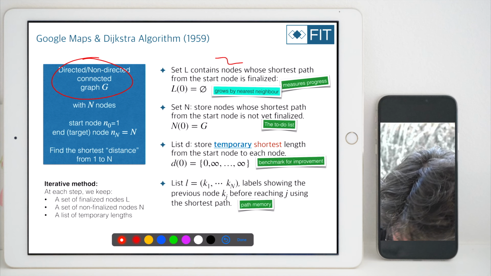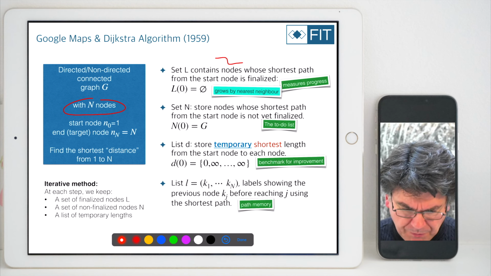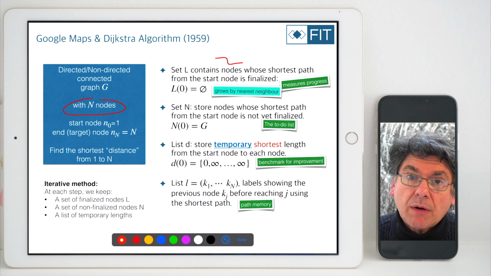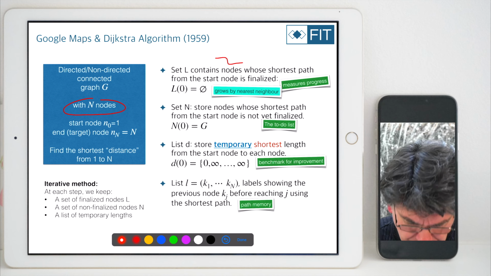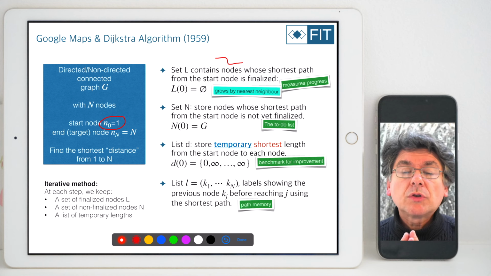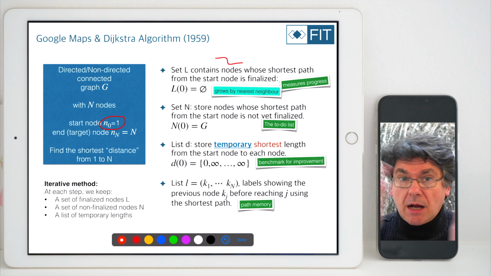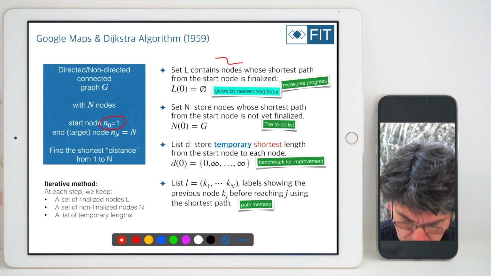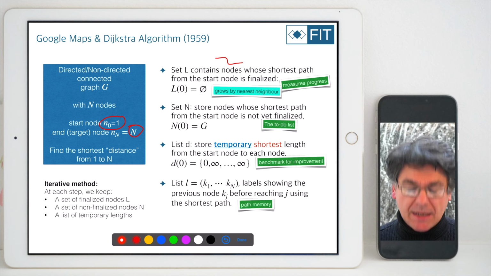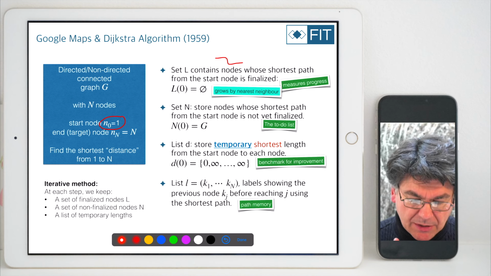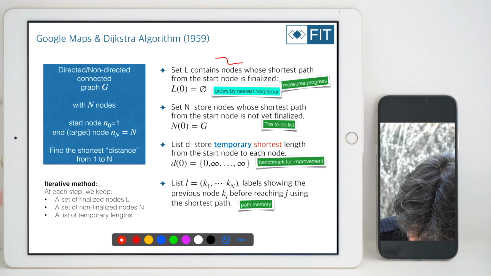The graph is going to have n possible nodes, which represents all the possible cities we could travel through, and this could be millions. And we're going to have a starting node, which we will denote by 1 in our sequence, and the target node, which we'll denote as capital N in our target sequence. Our objective is then to find the shortest distance between node 1 and node N.